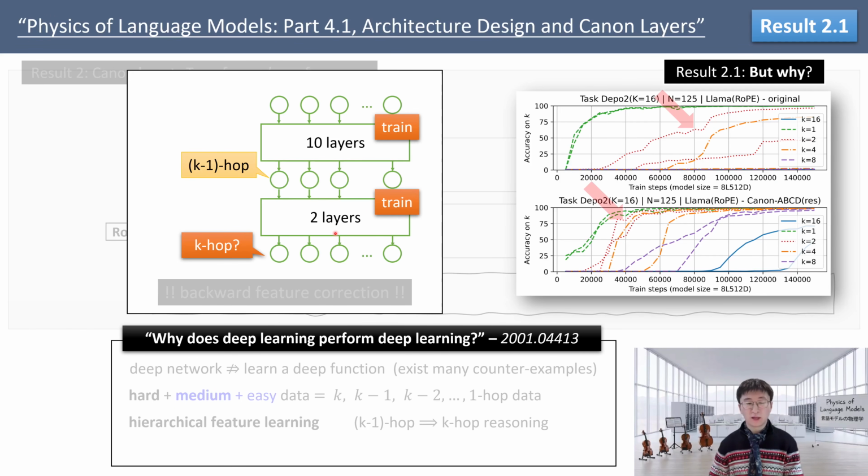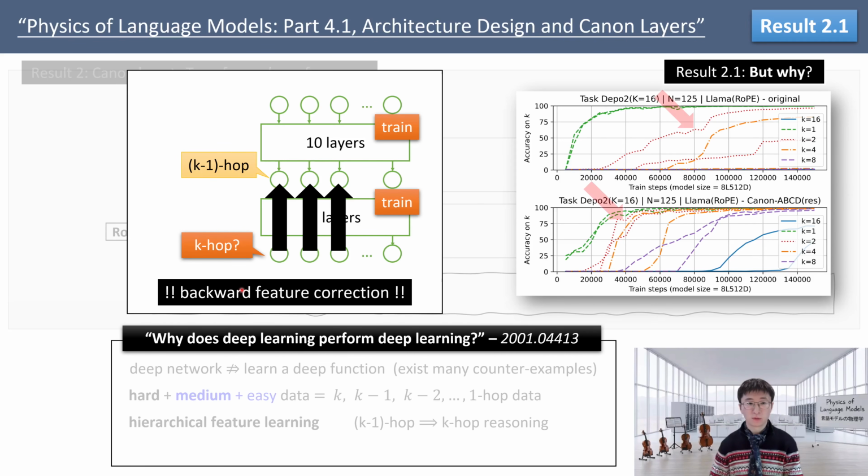At the end of the day, you have to really train all the layers together in order to learn this k-hop reasoning. What is happening here is that if you train all the layers together, then the backward gradient flow is going to help you backwardly fix the features of the intermediate layers to become something else, something that I call k-1 hop, but plus a little bit of epsilon. This epsilon is absolutely important.